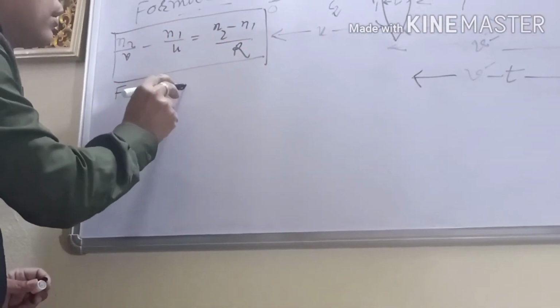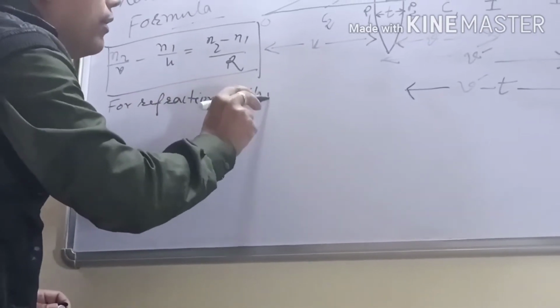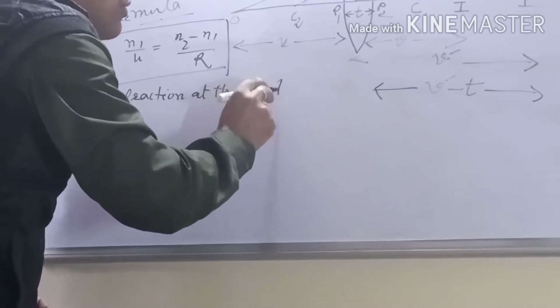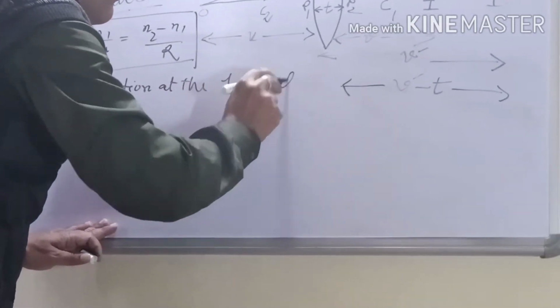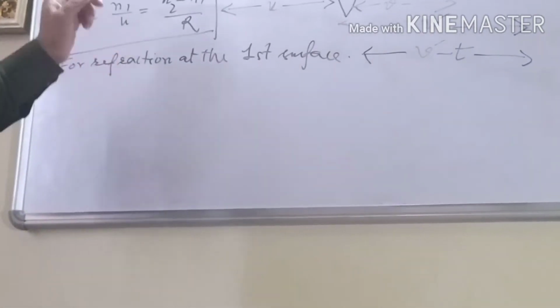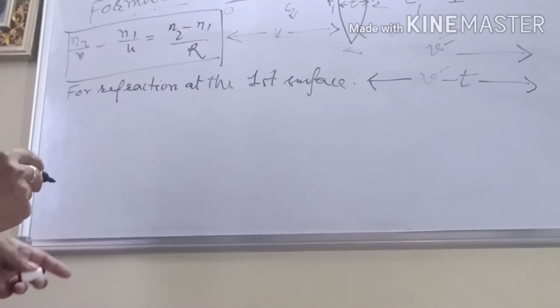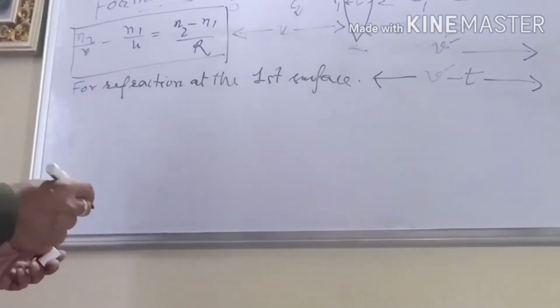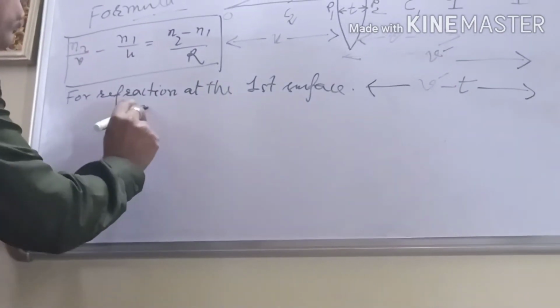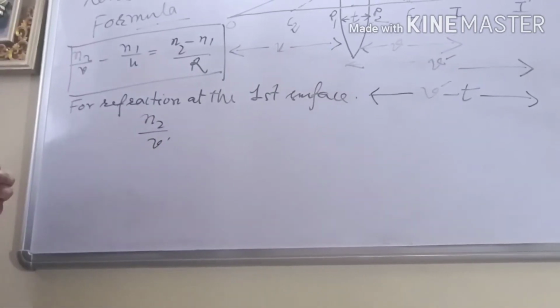For refraction at the first surface, we will be applying this formula. Light is going from the rarer medium into the denser medium. So what shall we write? We shall be writing N2 divided by V dashed.